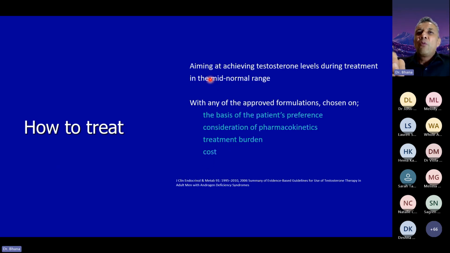So how do we treat? Well, we're aiming to achieve testosterone levels in the mid to normal range. And you can use any approved formulation and choose it based, or not, on your favorite one. What does the patient like? The patient only knows what he likes if he knows what's available, so you're going to have to give them all the options. Consider the pharmacokinetics in this client. We'll touch on that. Treatment burden and cost.